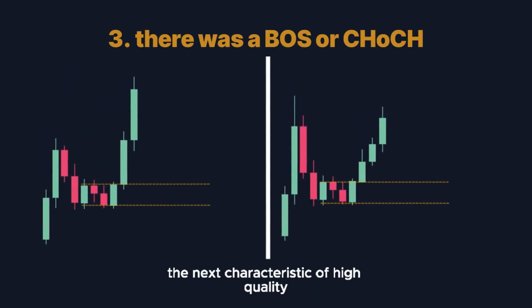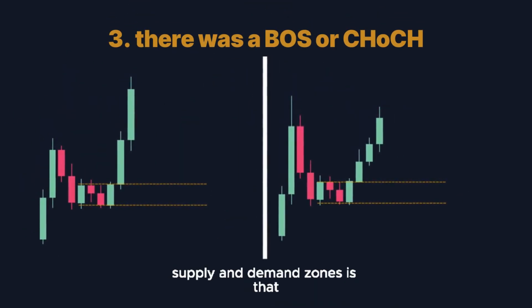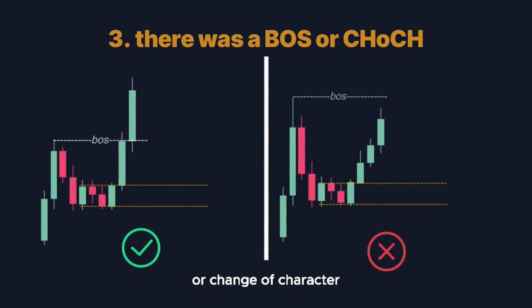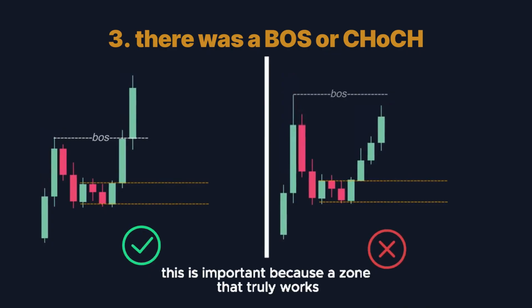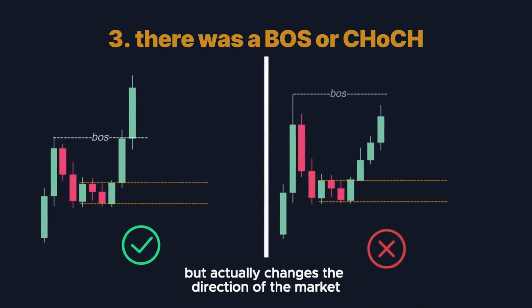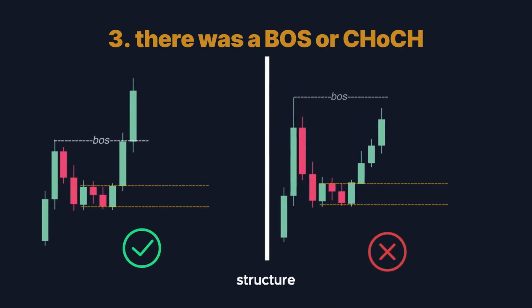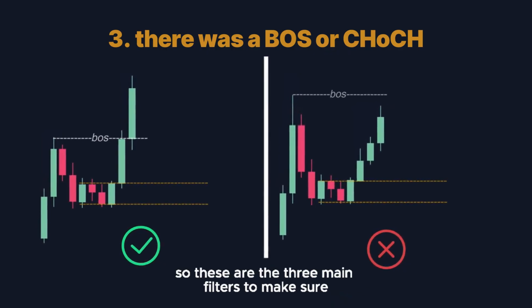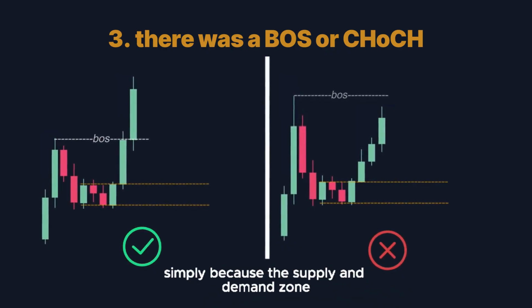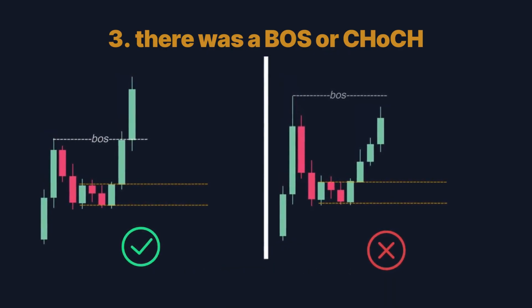The next characteristic of high-quality supply and demand zones is that after an impulsive move, there is usually a break of structure or change of character. This is important because a zone that truly works doesn't just cause a brief price bounce, but actually changes the direction of the market structure. So these are the three main filters to make sure you don't just enter a trade simply because the supply and demand zone you've marked looks good.